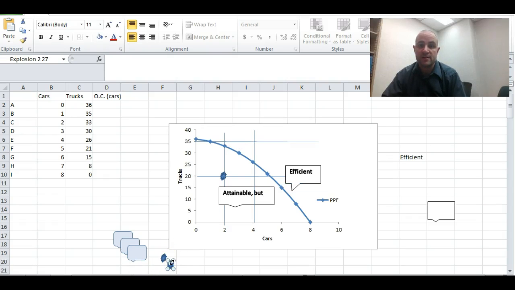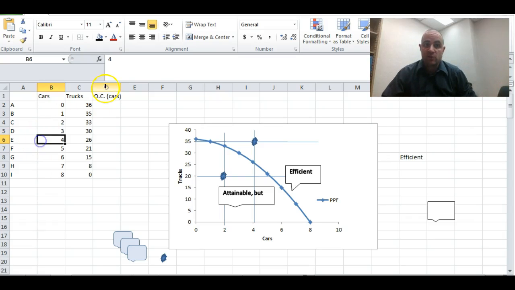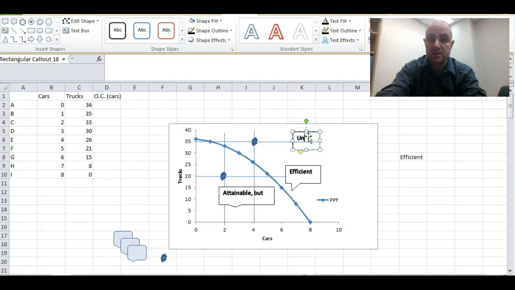So we're making, at the point out here, 4 cars and 25 trucks. So anywhere outside the production possibility frontier, all right, let's see what this case is. 4 cars, 35 trucks. Well, based on the production possibility frontier, which is the maximum combination, if we're making 4 cars, the most amount of trucks we make is 26, so we can't make 35. So anywhere outside the production possibility frontier is going to be unattainable.